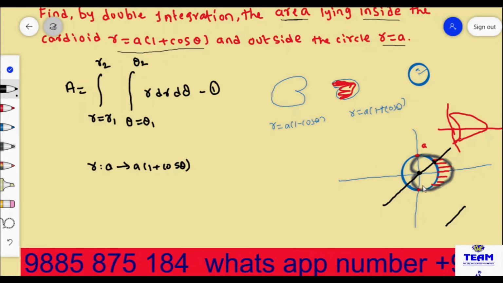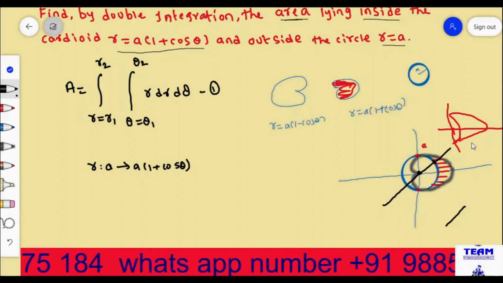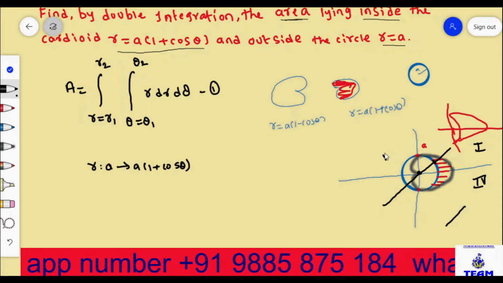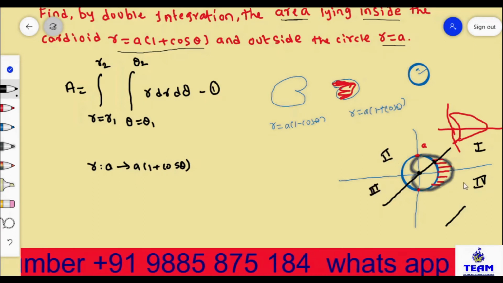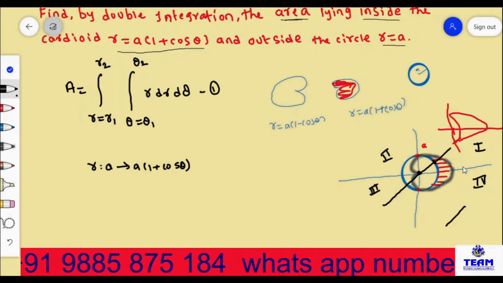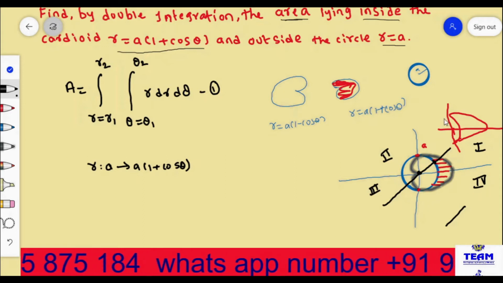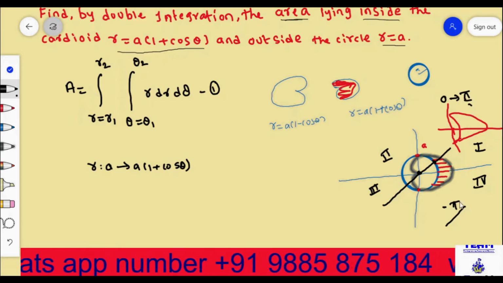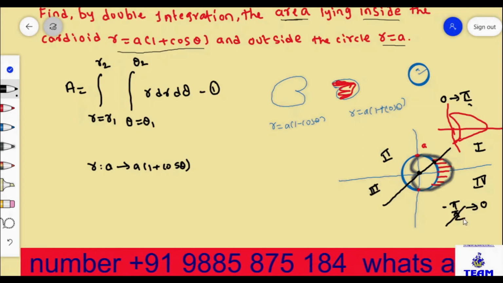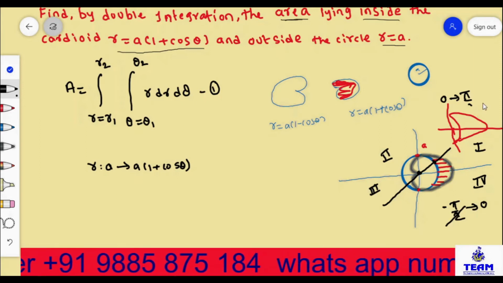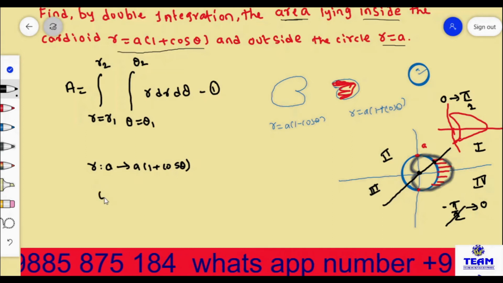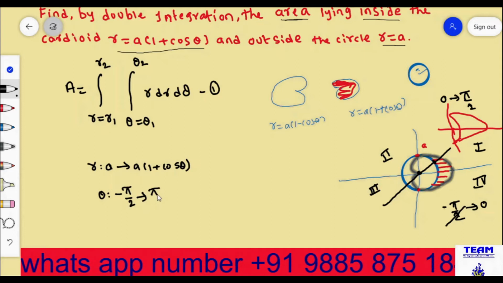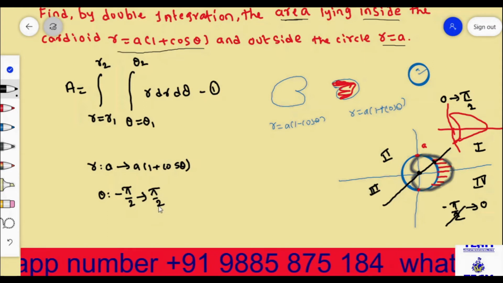The angle. Friends, you see, this occupies how many quadrants? It is the first quadrant and the fourth quadrant. This is the second, this is the third, and this is the fourth. So fourth and first. Here the limits are 0 to pi by 2, and here minus pi by 2 to 0. Can I say like this? Yes. So in total, theta is from where to where? Minus pi by 2 to pi by 2. That's it. Is it clear for everyone?